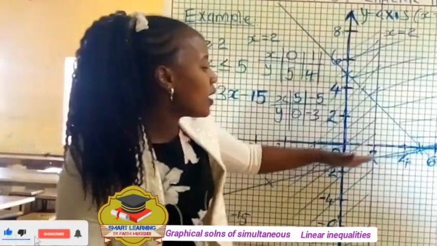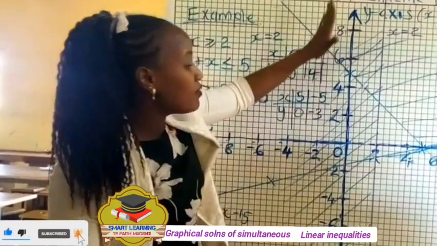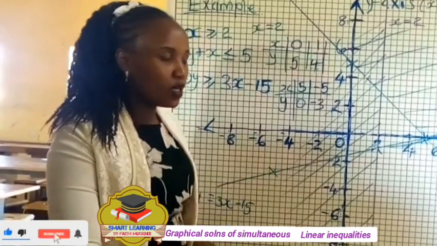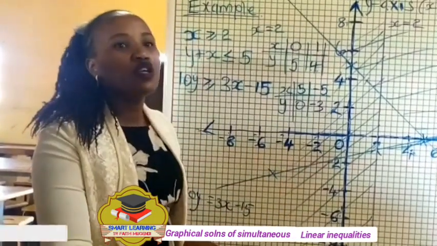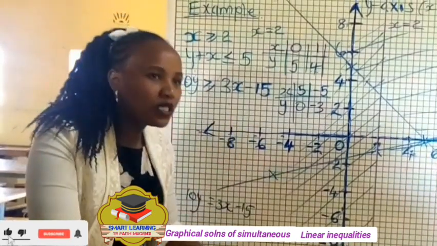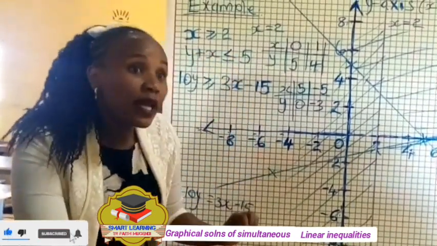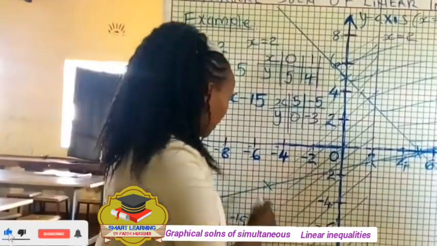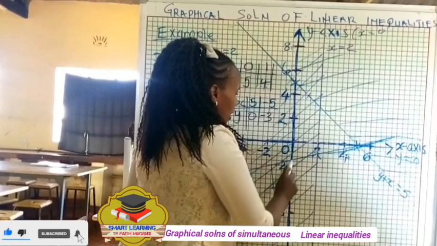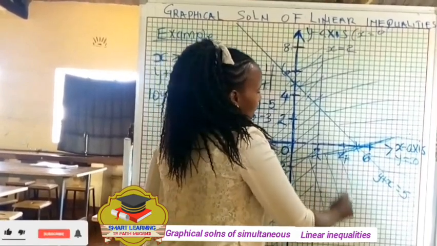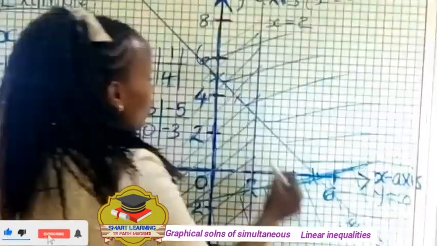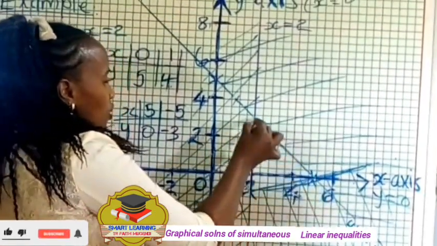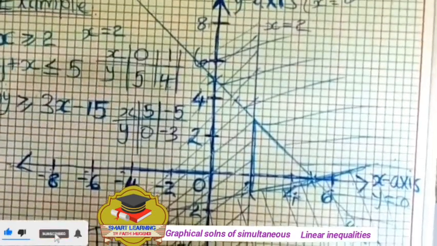So anything above the line is satisfying the inequality. Are we together? So anything below is not satisfying the inequality, and therefore is the unwanted side. And what do we do with the unwanted side? We shade. Okay? So we are going to shade the unwanted side. And now we are left with this region that is not shaded. Are we together? Yes.